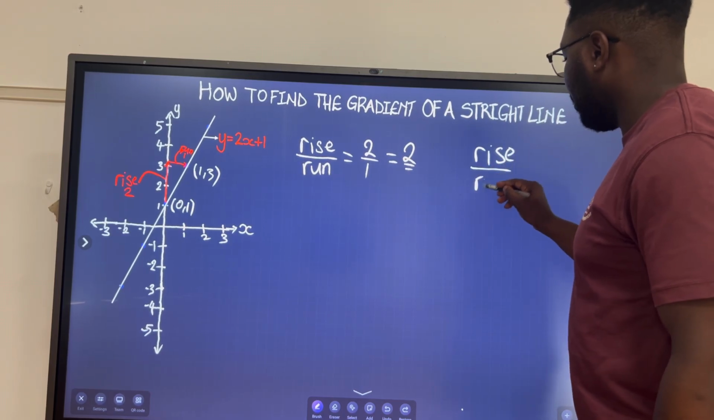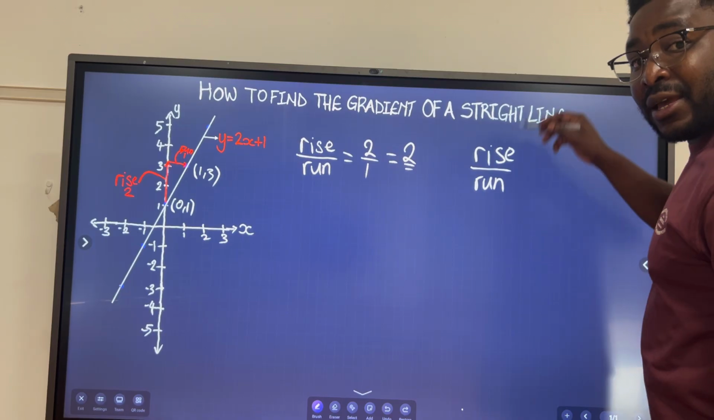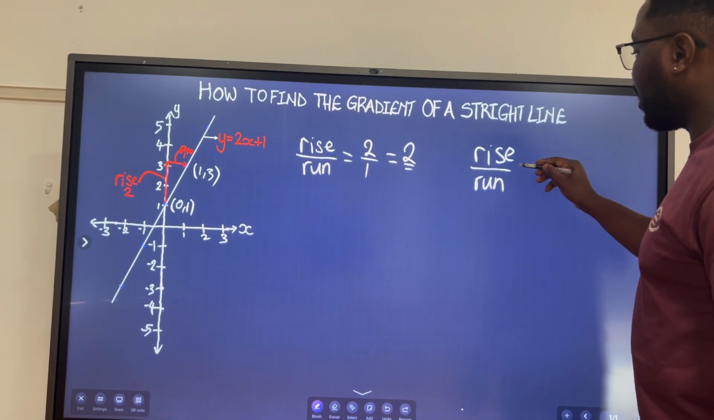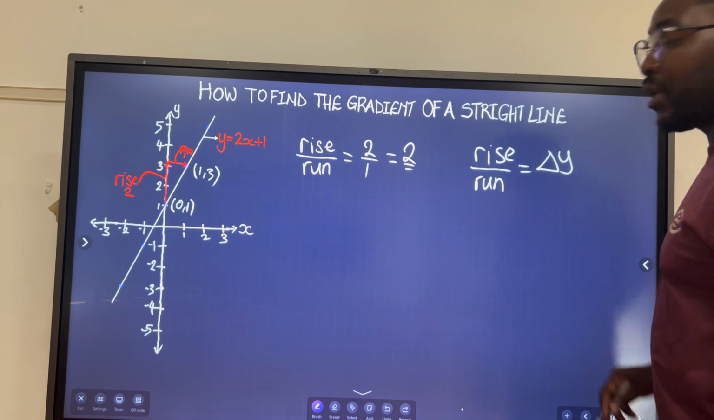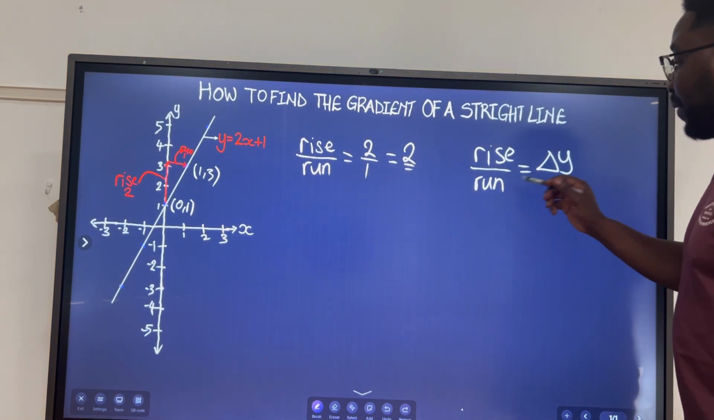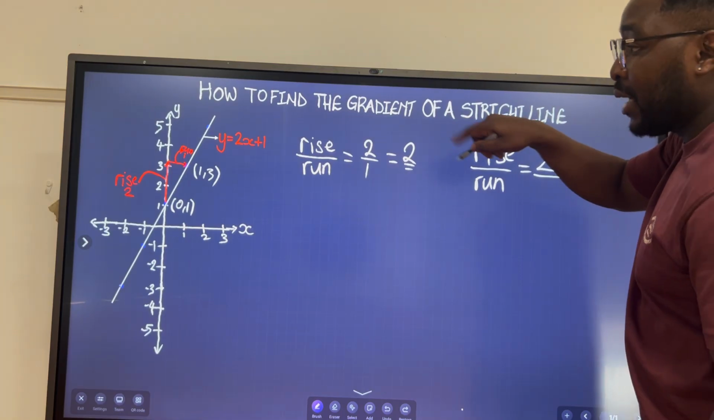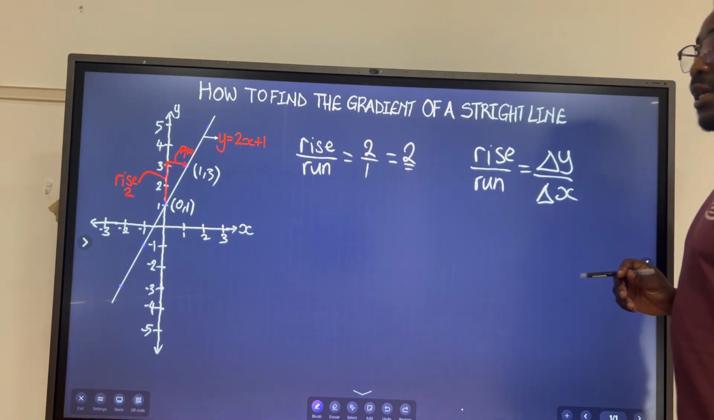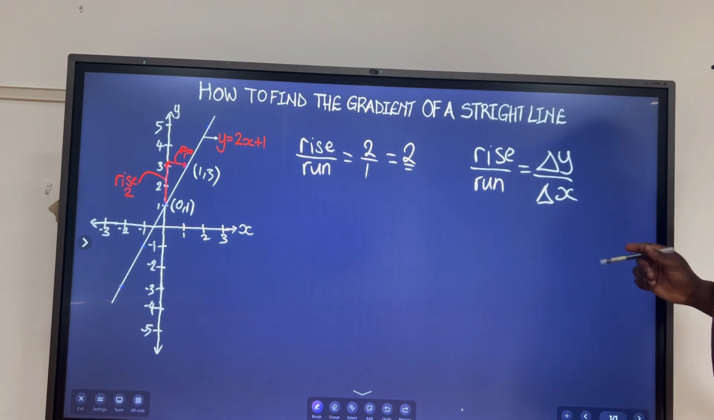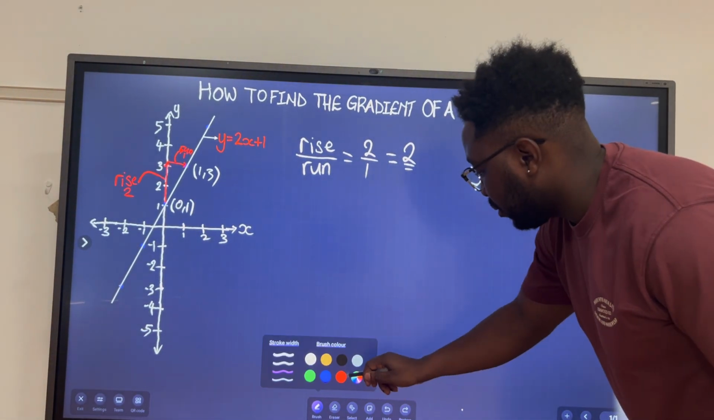Now remember, we did say that the rise over here is the y-axis, right? So what then can we say? We can say that it is the change in y. And then the run, we're talking about how it runs or moves in the x-axis, so we can say that it is also the change in x, right? And this delta over here is change.